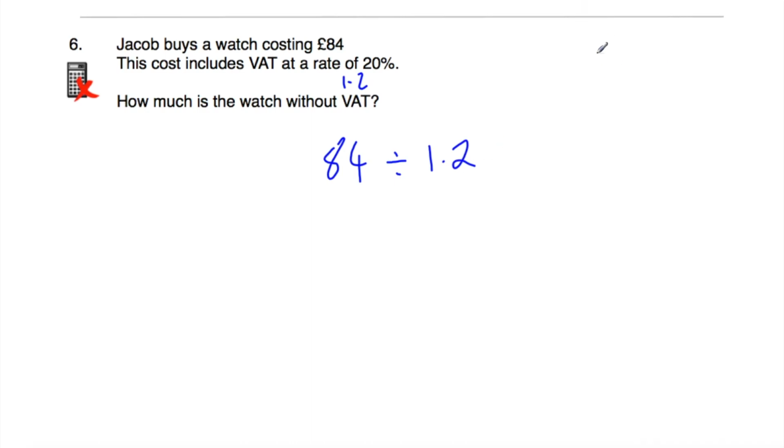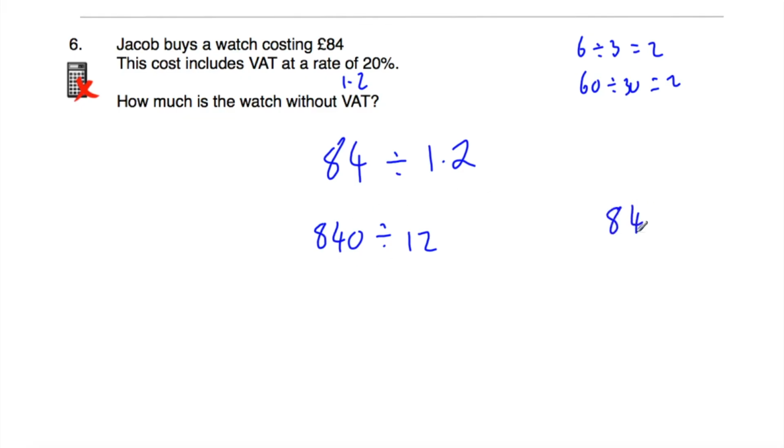We looked previously at the fact that if we had 6 divided by 3, that's equal to 2. If we had 60 divided by 30, if we times both of these by 10, we still get that's equal to 2, and so on. So we can times both of these numbers by 10 or 100 or 1,000 and so on, and we'll still get the same answer. So let's multiply both of these numbers by 10. That will give us 840 divided by 12. It just makes the division a little bit easier.